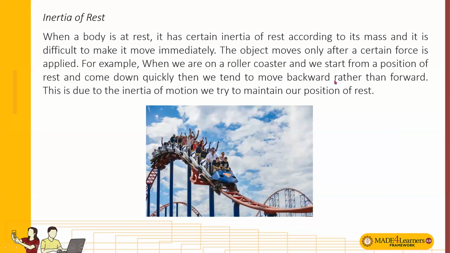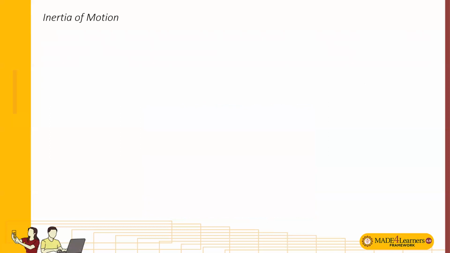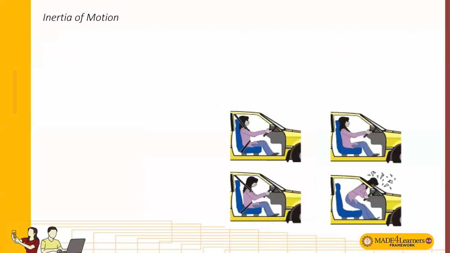So we tend to move backward rather than forward. This is due to the inertia of rest: we try to maintain our position of rest. It's different with the inertia of motion, where the object is already moving.